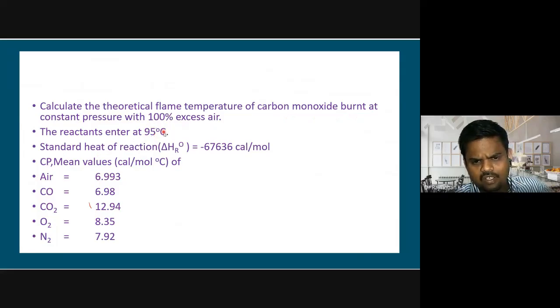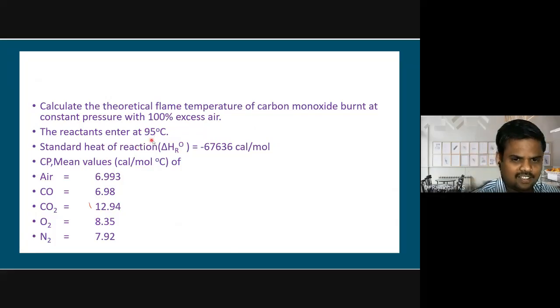Remember, if the reactants are entering at 25 degrees Celsius, as in the diagram we have seen, the delta H of the reactant is 0. That is the enthalpy heat. No heat needs to be liberated to reduce the temperature from 25 to 25, right? Similarly, if the products are also at 25 degrees Celsius, then delta H for the products is going to be 0. Only delta HR is going to be there. So carefully read the temperature of the reactant as well as the products.